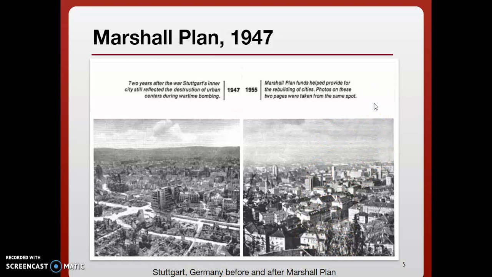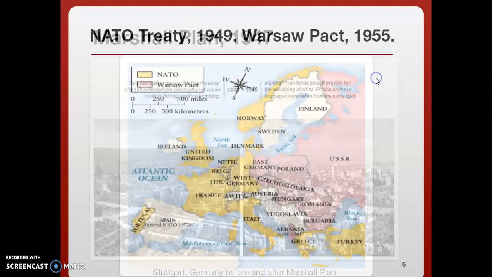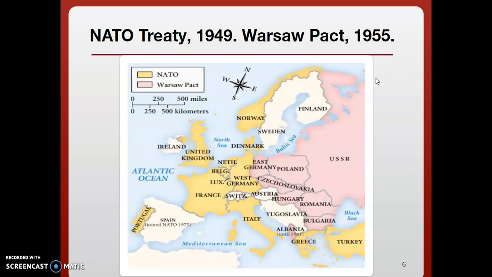Places in the Eastern Bloc, which is what all the countries to the east of the Iron Curtain are called, did not have this type of aid. So they were usually poorer than countries that were helped by the United States. All right. And then we got to talk about NATO and the Warsaw Pact.